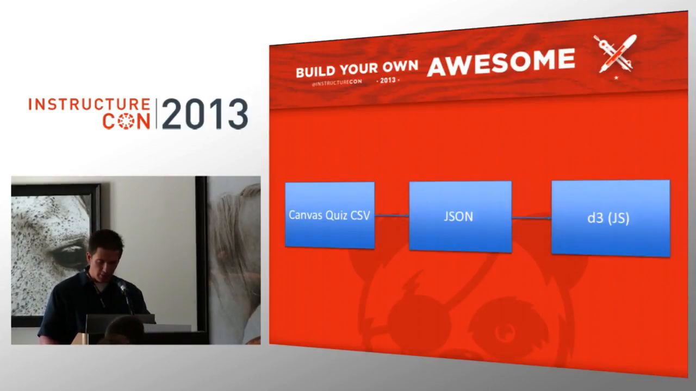I want to get a little into what's going on behind the scenes. So this is the Canvas Quiz CSV. Unfortunately, I couldn't do this automatically. So we have Excel as an intermediate: we went from CSV, ran the calculations, and made it into JSON. Then this visualization that Mike Bostock created uses D3 as the JavaScript library. So that's what gets you the shiny pretty of that.